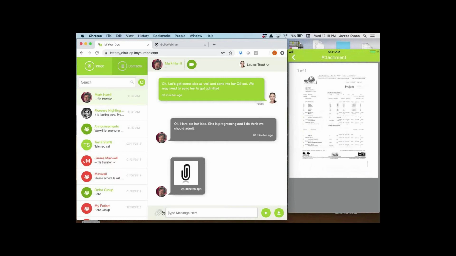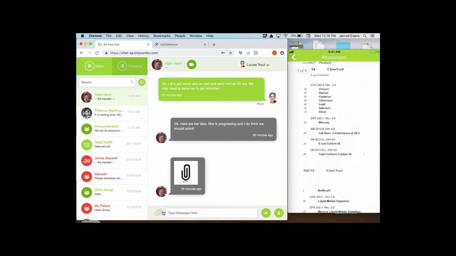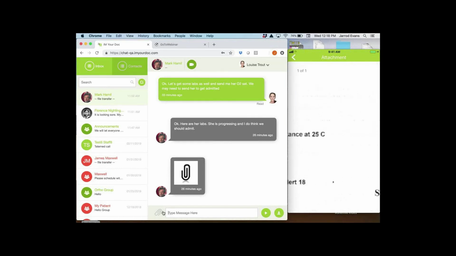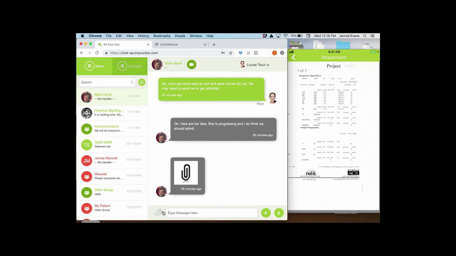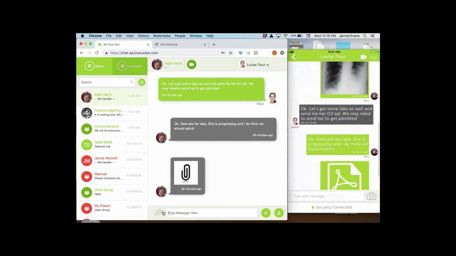So as a user, in most consumer applications, in order to view a PDF, as an example, it downloads to your phone and you use the Adobe Viewer to look at it. But in the case of I'm Your Doc, obviously we don't want to pull it out of the encrypted environment. We want it to stay. And so even though it's small, you can zoom into this lab report and read it very easily as you go through it. And again, this could be a document of any variety. It could be an intake report. It could be a discharge summary. It could be a med list, anything like that that you can attach to the message.